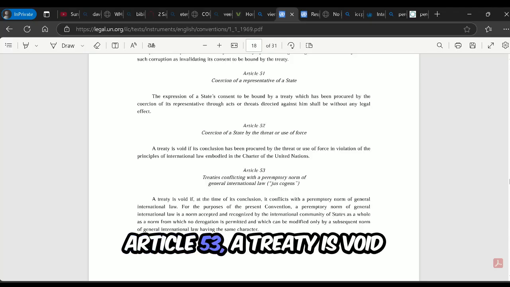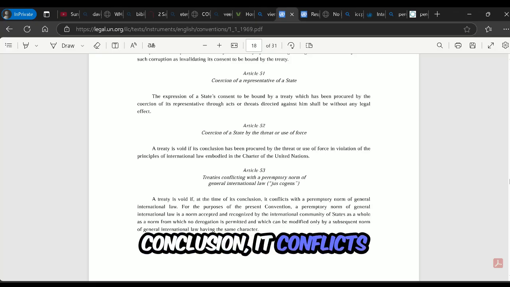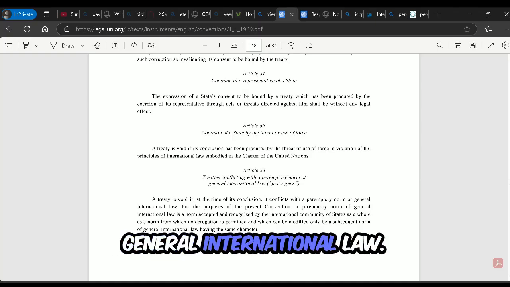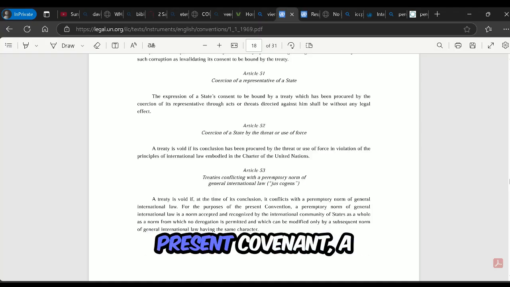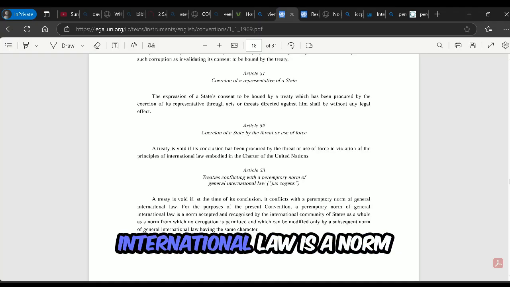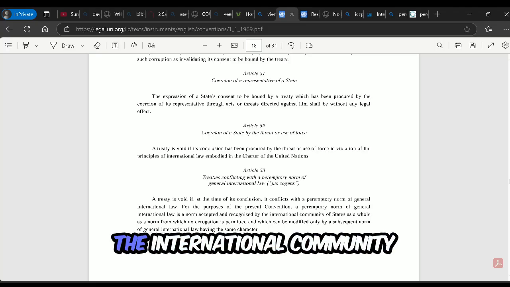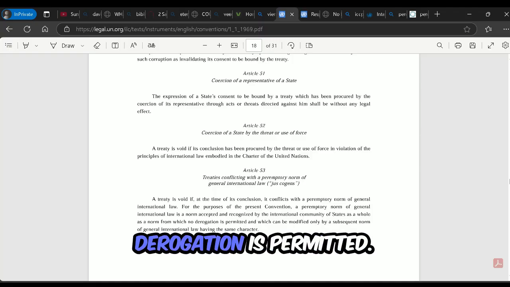Article 53. A treaty is void if at the time of its conclusion it conflicts with a peremptory norm of general international law. For the purpose of this present covenant, a peremptory norm of general international law is a norm accepted and recognized by the international community of states as a whole, as a norm from which no derogation is permitted.